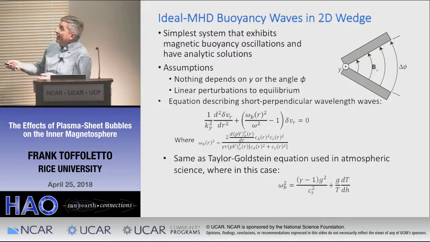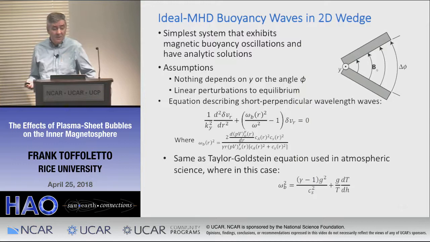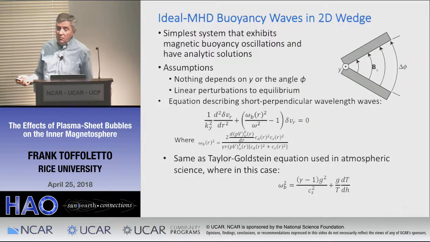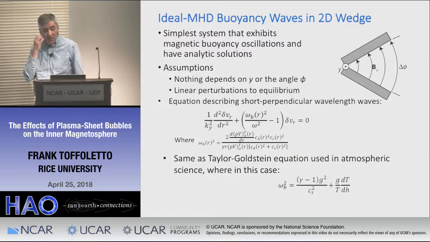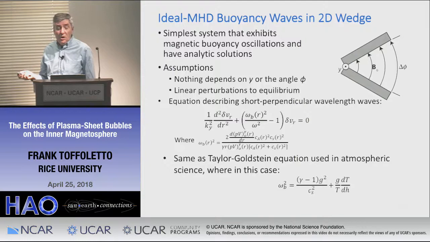If you go through the algebra, you calculate the actual equation that determines these waves, assuming that you have waves that are of short wavelength perpendicular but long wavelength parallel to the field lines. You come up with an equation that looks like this, which has a very similar analog to an atmospheric equation that describes gravity waves, or buoyancy waves, where the buoyancy frequency is determined by gravity.